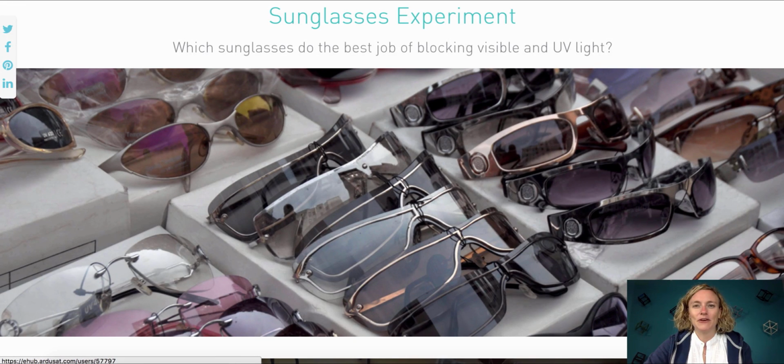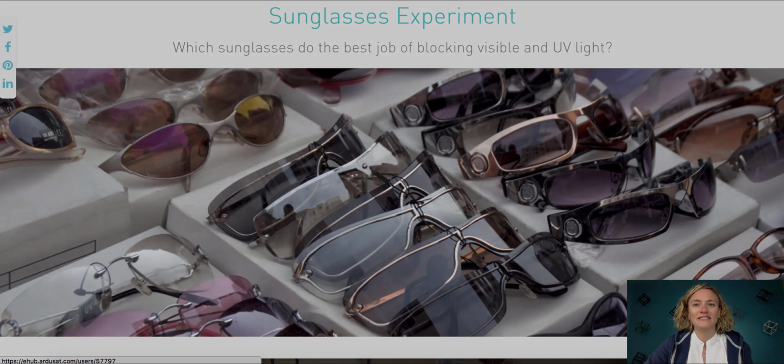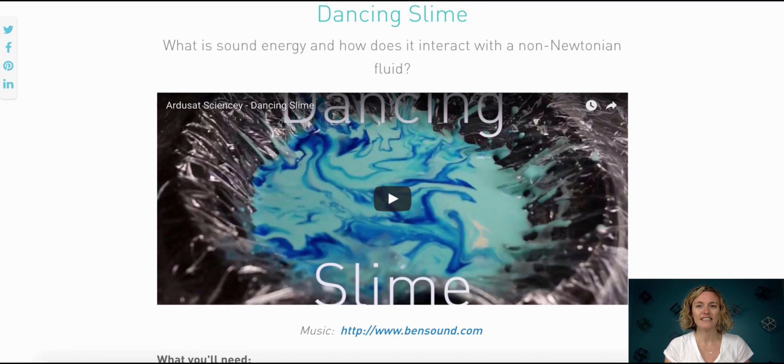In the Sunglasses experiment, students use the luminosity and UV sensors to take data. The students then interpret the data to determine which pair of sunglasses blocks the most visible light as well as the most UV rays.